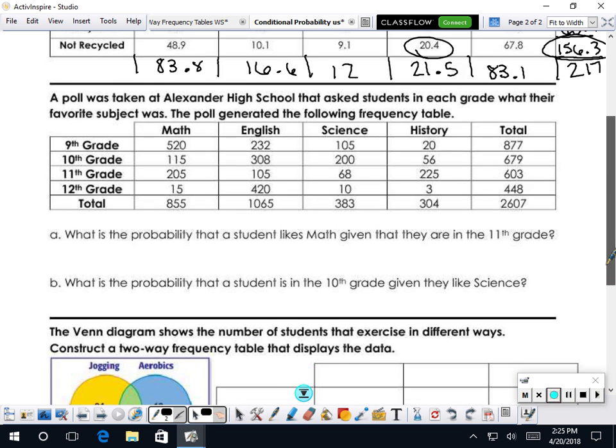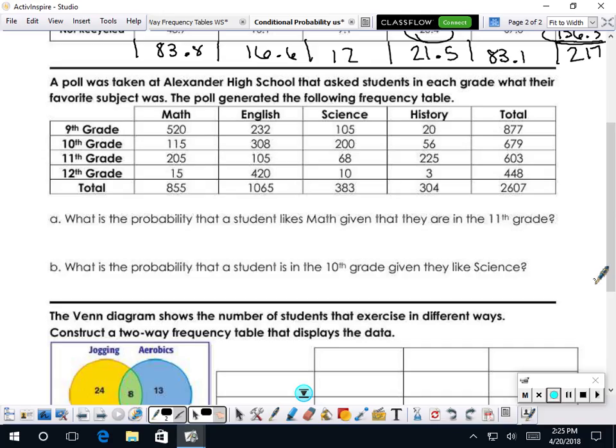All right, so looking now at the next example, it says a poll was taken at Alexander High School that asked students in each grade what their favorite subject was. The poll generated the following frequency table. So we're looking at 9th, 10th, 11th, and 12th grade, and then math, English, science, and history. Okay, and they totaled for us this time. So A asks what is the probability that a student likes math given they are in the 11th grade.